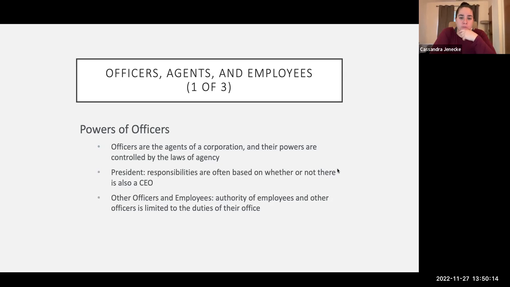So other officers and employees, those folks are going to have their authority limited based on the duties of their office. So for example, if you talk about a chief operations officer, a chief finance officer, those folks are going to have control and agency over operations, over finance. Those folks are siloed, where your president is going to be a what? Nobody's there. It's just me here in my office. Where they are going to be a general or a universal agent. You have these other officers who are going to have limited agency, right?